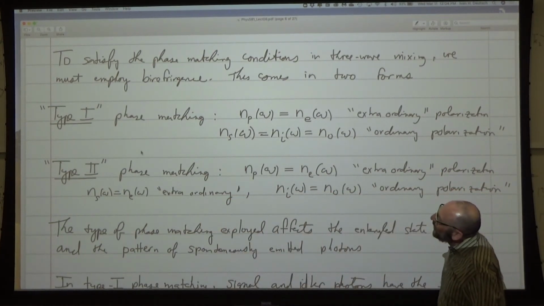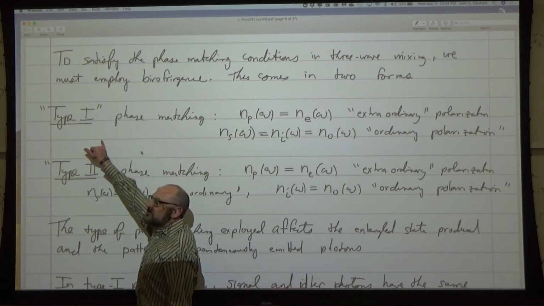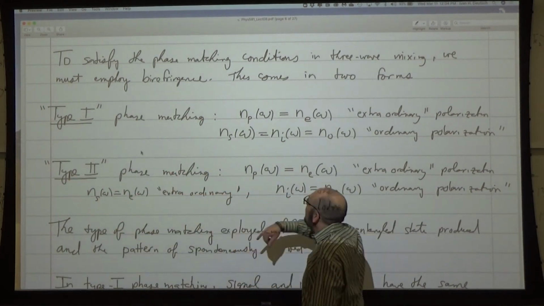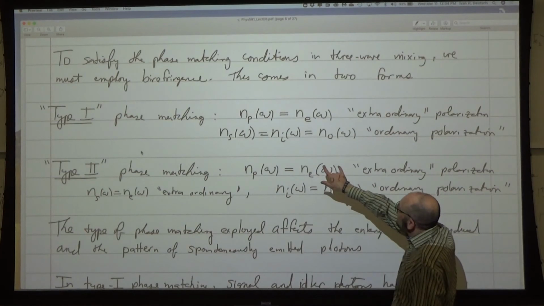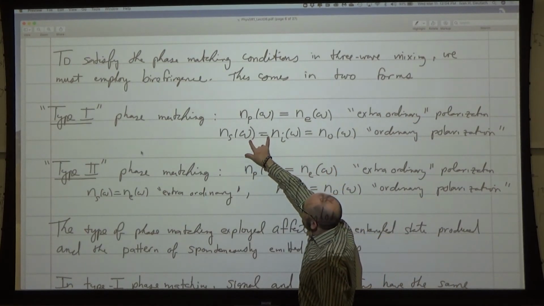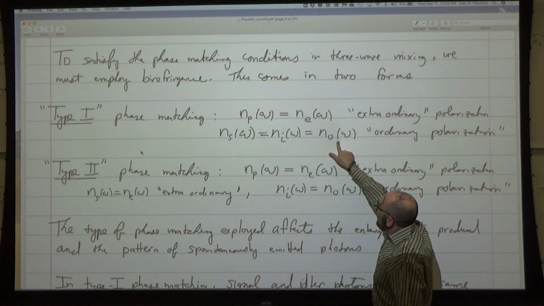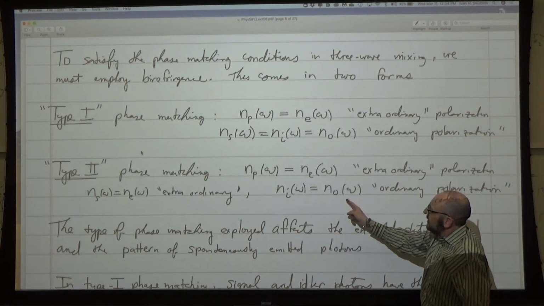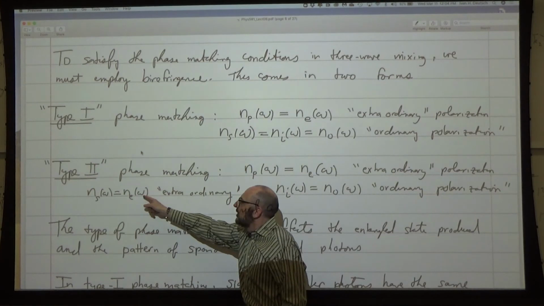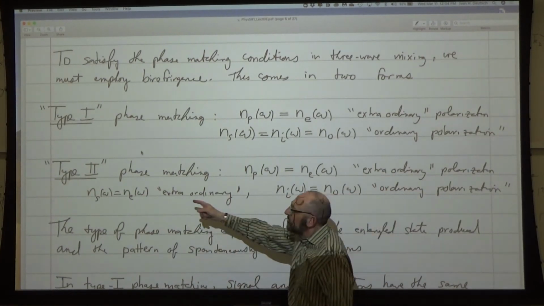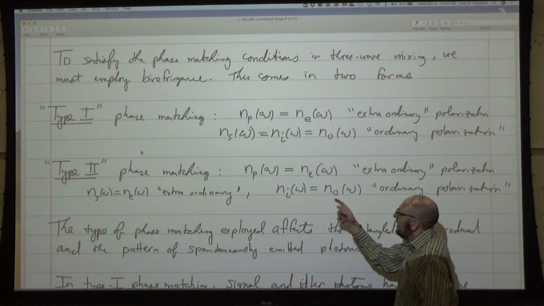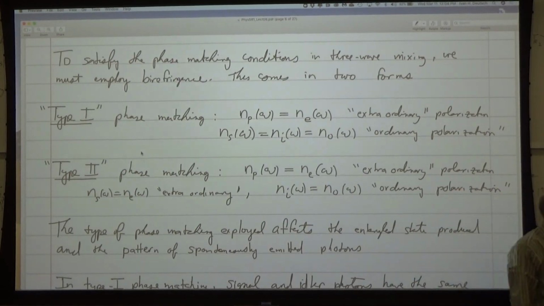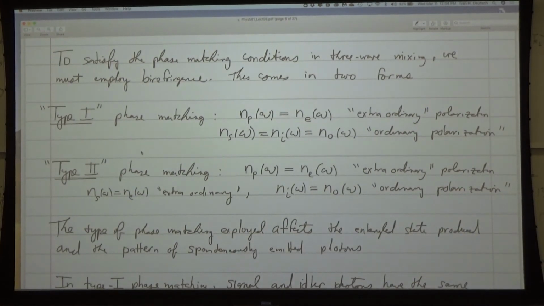so the jargon is we talk about type 1 and type 2 phase matching, depending upon whether the signal and idler have the same index of refraction function or they are different. They're orthogonal. The signal and the idler have orthogonal polarizations, one being in the extraordinary and the other being in the ordinary mode. Again, it's not so important, it's just jargon.